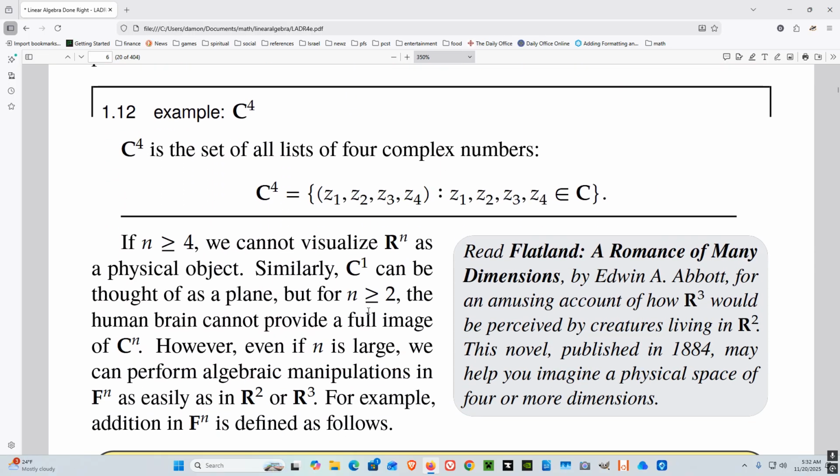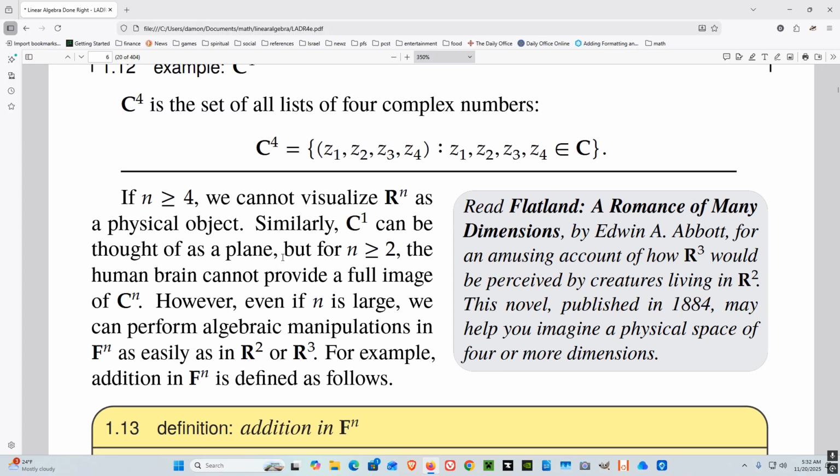If n is greater than or equal to 4, we cannot visualize R to the n as a physical object. Well, similarly, C1 can be thought of as a plane. Oh yeah, because that's x plus yi. So you have 2 coordinates. So yeah, the complex numbers can be thought of as a plane. But for n greater than or equal to 2, the human brain cannot provide a full image of C to the n.